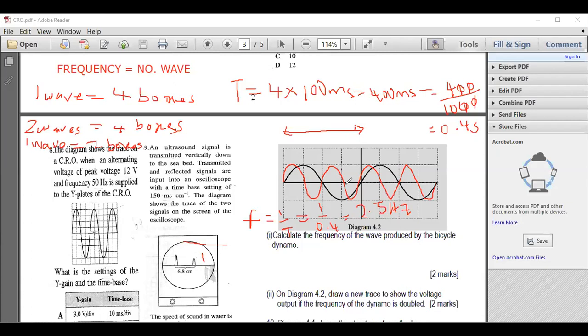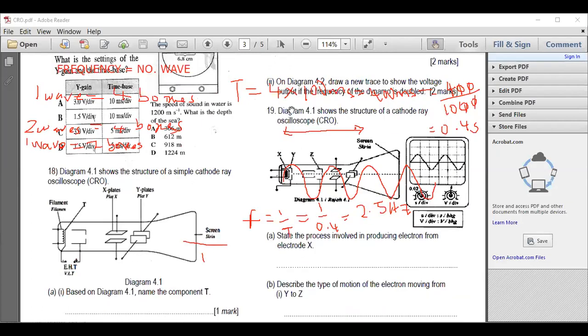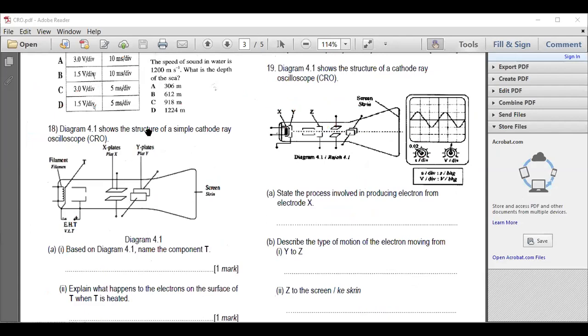Okay. Now, one more example, number 19. Okay. Now, diagram 4.1 shows the structure of the cathode ray oscilloscope or the CRO. Now, state the process involved in producing the electron from electrode X. So this one we call it as thermionic emission.